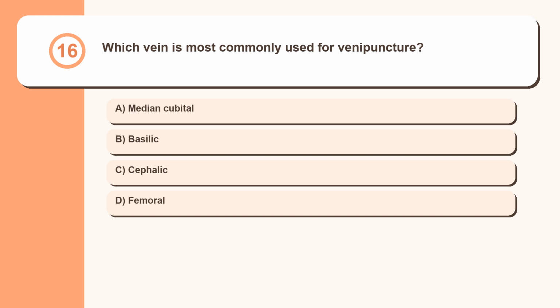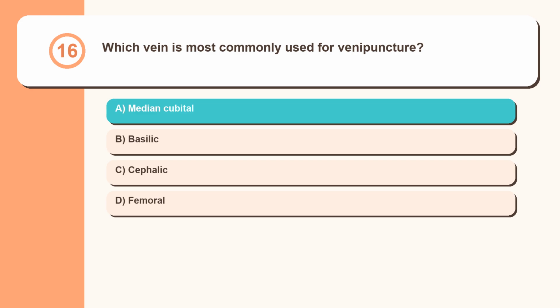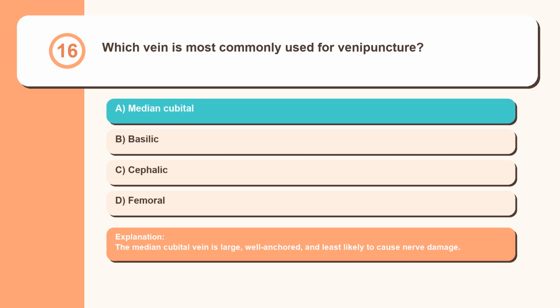Question 16. Which vein is most commonly used for venipuncture? Median cubital, basilic, cephalic, femoral. The median cubital vein is large, well anchored, and least likely to cause nerve damage.